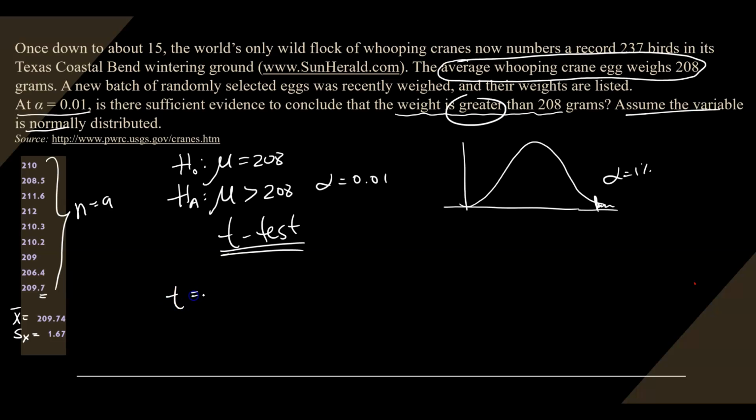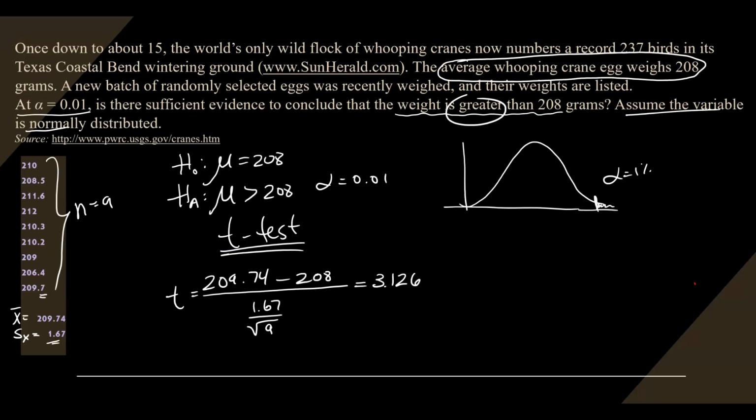Okay, so what I have there: I have the observed 209.74 minus 208, which is the hypothesized. And then my standard deviation is 1.67, and I'm going to divide that by the square root of 9 because my sample size was 9. I go ahead and do that, and I end up with 3.126. So I can round that to 3.13, or you can also leave that as 3.126. It doesn't matter. The t-table does have 3 places after the decimal.